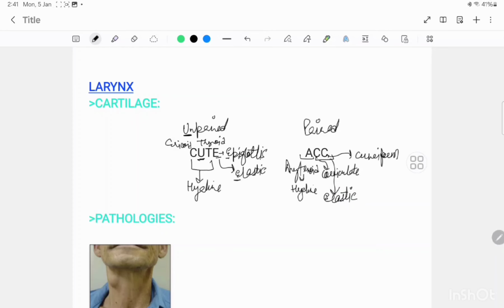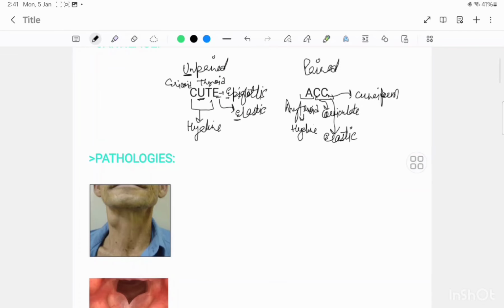So in this CUTE, the first two, C and T, were hyaline and E was elastic, and in paired ACC, A is hyaline and the rest two are elastic. So hyaline, elastic, hyaline, and then elastic. Now coming to the pathologies.